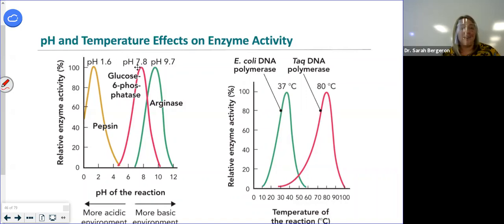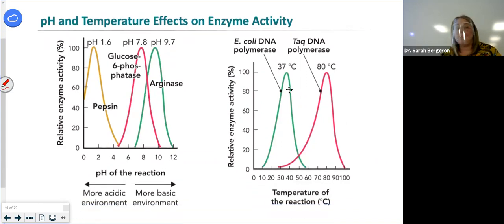We kind of think of the pH of the body as close to 7, right? But locally, you can have very different pHs. One of those is arginase, which works at pH 9.7. But what if you are at, let's say, pH 8? Who's functional? Both glucose 6-phosphatase and arginase, right? But pepsin's not.